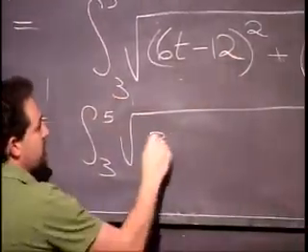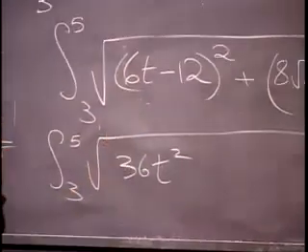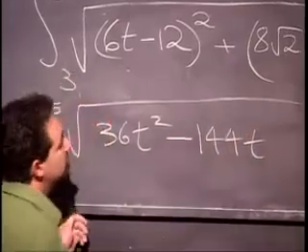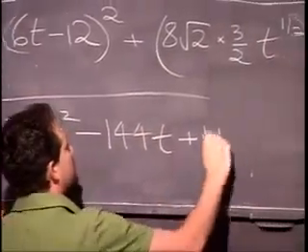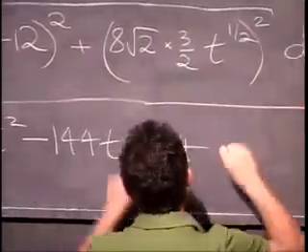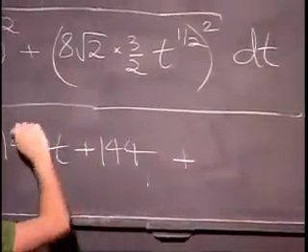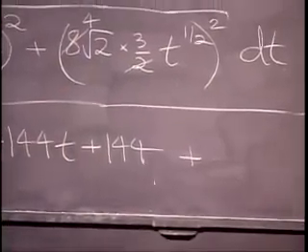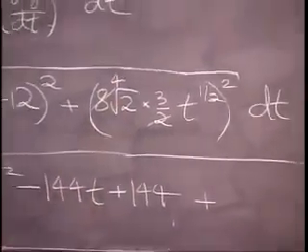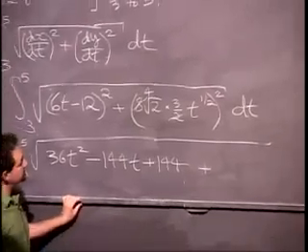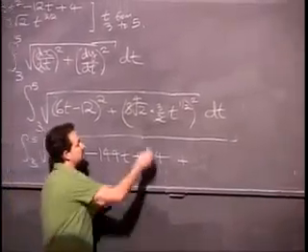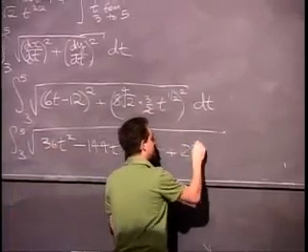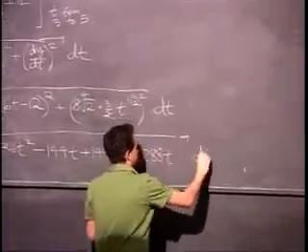Well, you get 36t squared. 2 times 6 is 12, times 12 is 144. T plus 12 squared is 144. Plus, well, 8 over 2 is 4. 4 squared is 16, times root 2 squared is 2. So you get 16 times 2 is 32. And then there's another 9. 32 times 9, 288. And that's what you get.